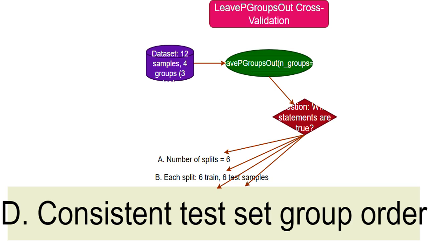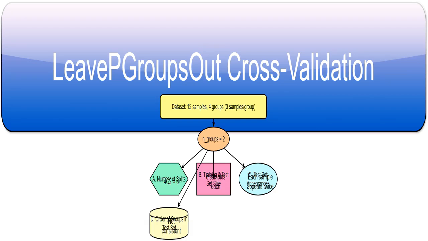So, the order of groups in the test sets won't be consistent across splits. This statement is false. I'm using LeavePGroupsOut, a scikit-learn tool for a special type of cross-validation. It's perfect when I have data grouped, and I want to make sure that all samples from the same group are either in the training set or the test set, never split between the two.